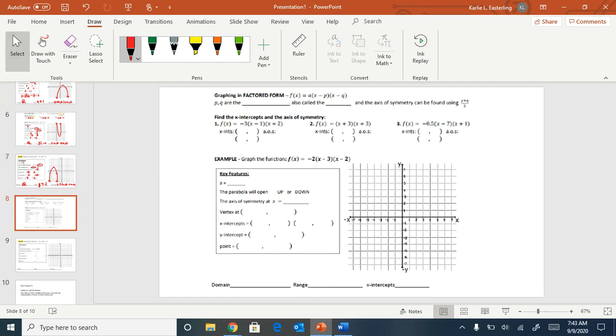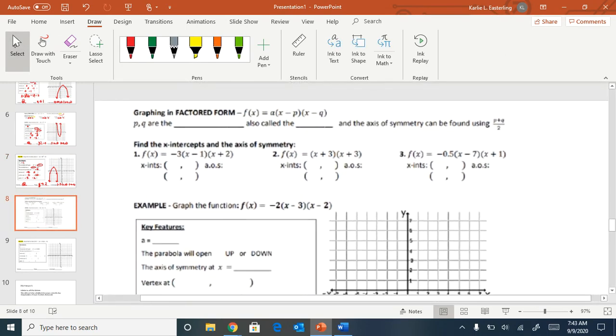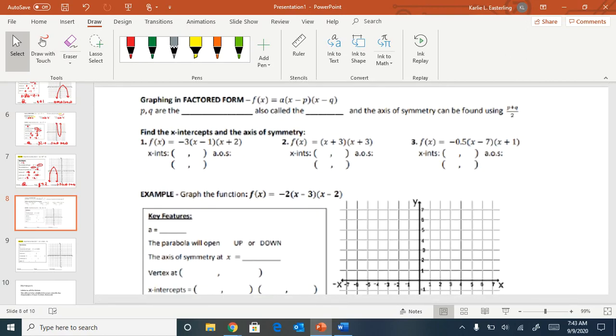All right, so now we're going to do one in this last form, and it's that factored form. So that factored form is when a is multiplied by x minus p and then multiplied again by x minus q. So p and q are the roots or the solutions. Those are also what we call our x-intercepts here.